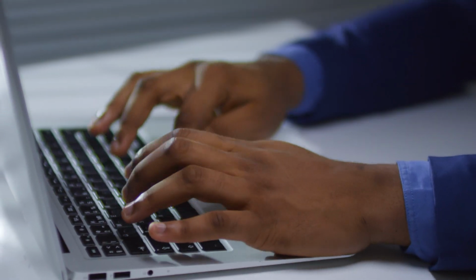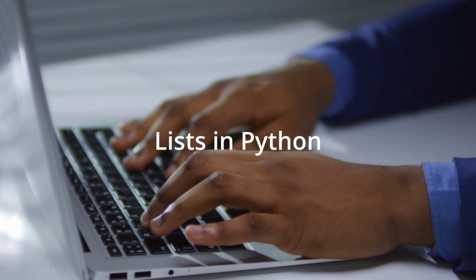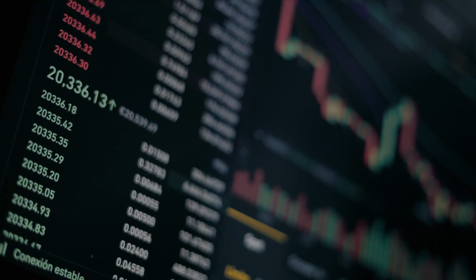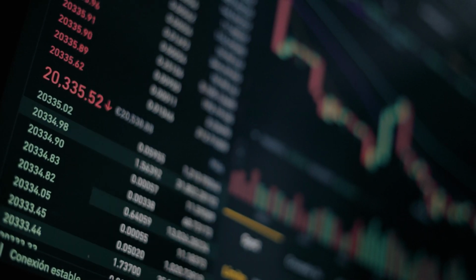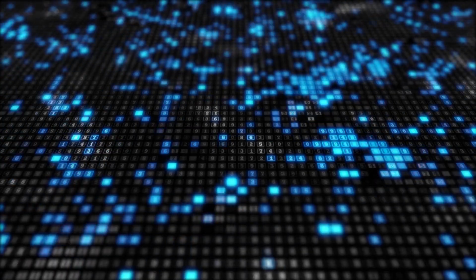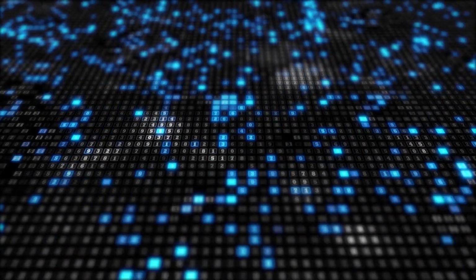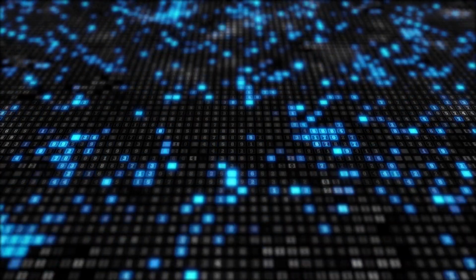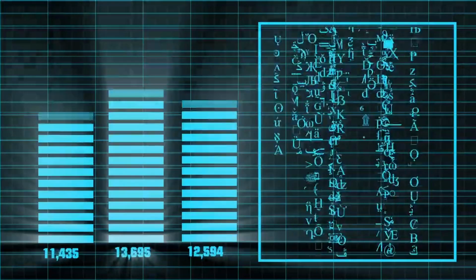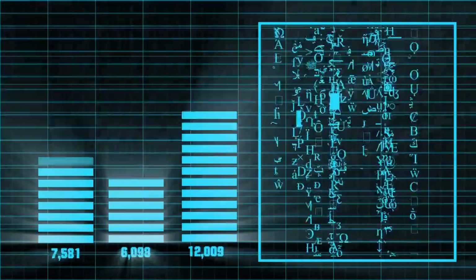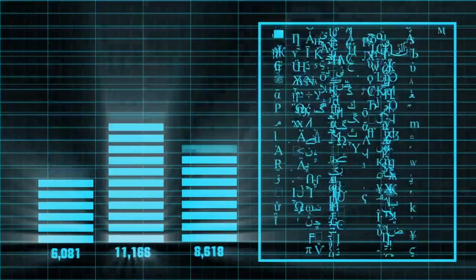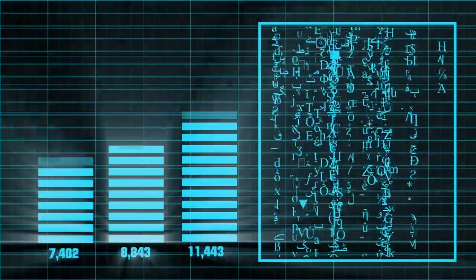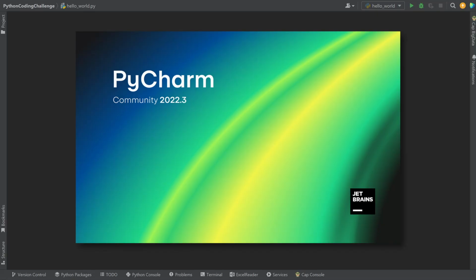In today's lesson, we will take a deep dive into the world of lists in Python. Lists are among the most versatile and commonly used data structures in Python. In computer programming, a data structure is an efficient way of organizing and storing information in computer memory. And using lists is a powerful way to store and manipulate collections of items, whether they are numbers, strings, or a combination of both. Let's begin.